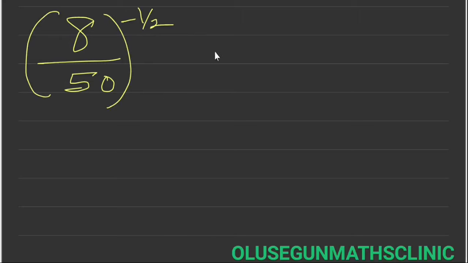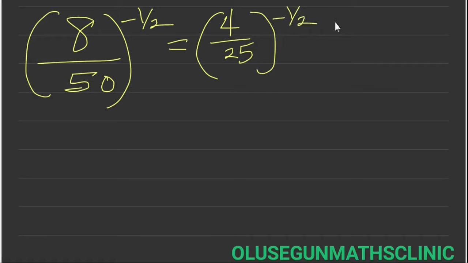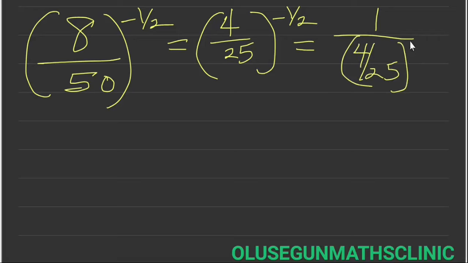So now, I would like to do something here. If you study 50, it's not a perfect square or perfect cube number. But let's try to reduce 8 and 50. This thing can be written as 4/25 all raised to power minus 1/2. So if it is that, it means that you can write 1 over 4/25 all raised to power 1/2.